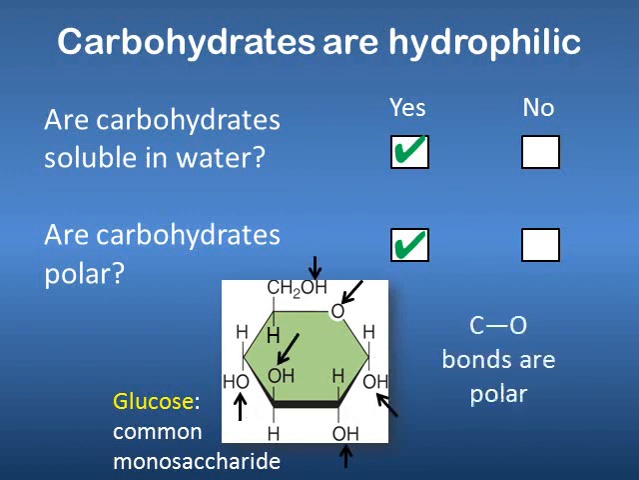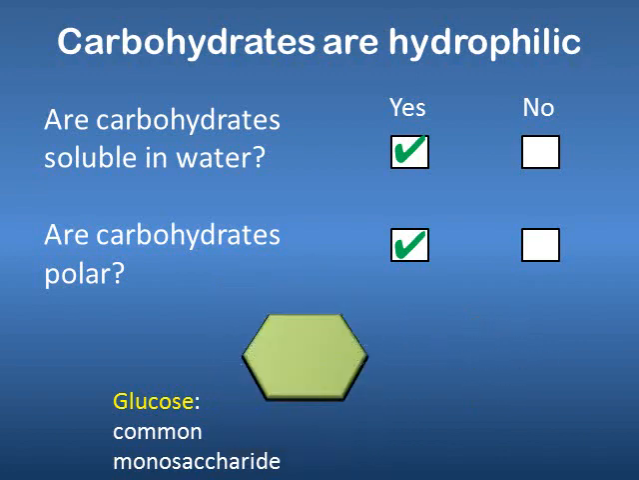Notice that all of these are carbon to oxygen bonds, and those bonds are polar because of the electronegativity of the oxygen. And thus, if the molecule has many polar bonds, it will dissolve in water because water is polar. Now we're going to be representing glucose as just this green hexagon as we go on.